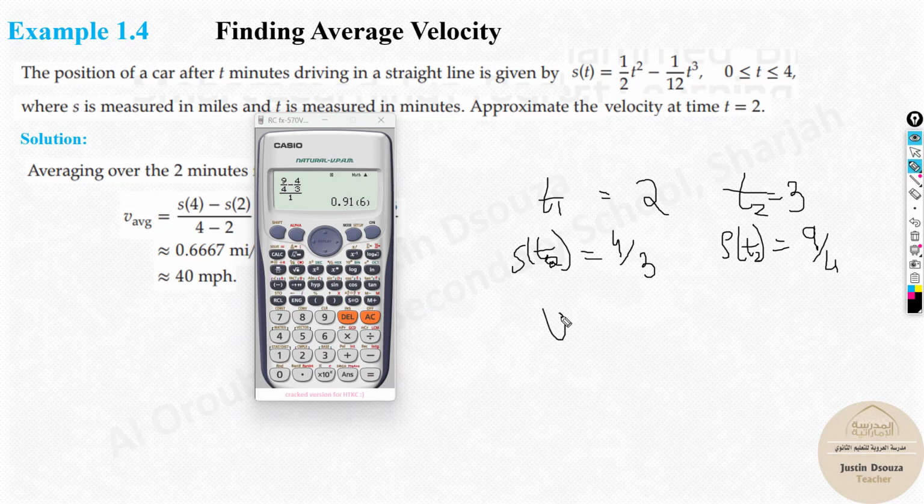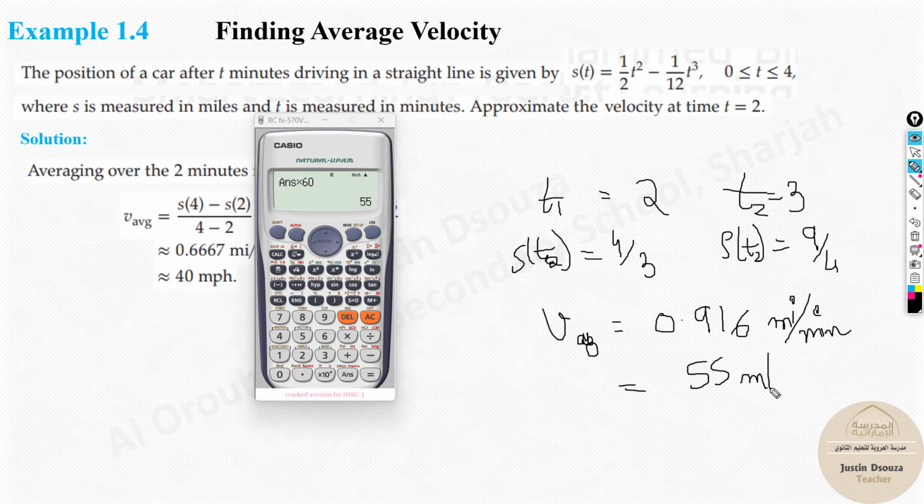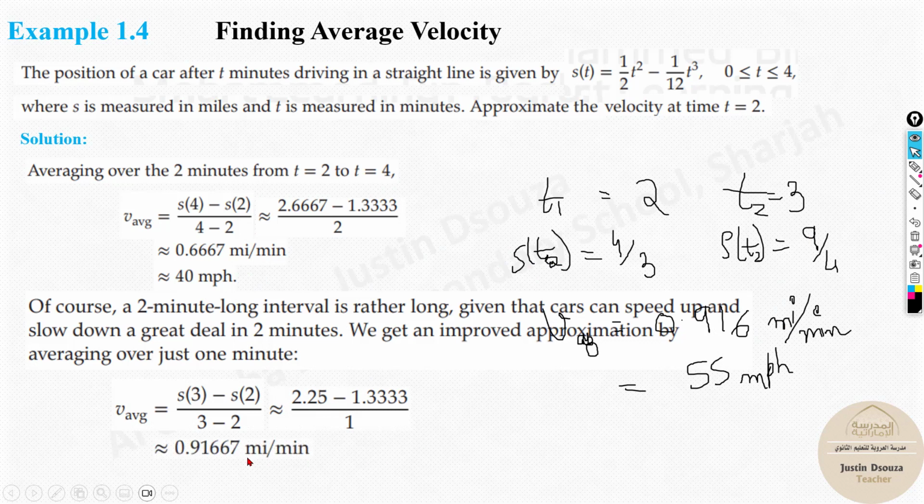The answer over here, average velocity AVG equals 0.916, that is miles per minute. Let's write miles per hour, multiply this by 60. Now you got 55. So it was 55 miles per hour, mph. Now this gives you a more accurate answer. Let's see. Yeah, it's 55 miles per hour. This gives you more accurate detail on the minute from 2 to 3, but still they asked us to approximate the value of velocity at the time t.